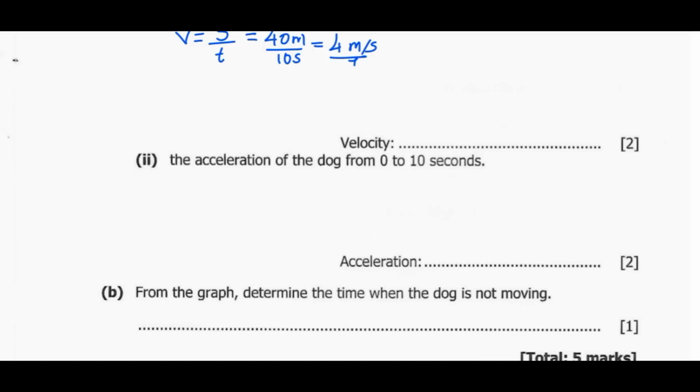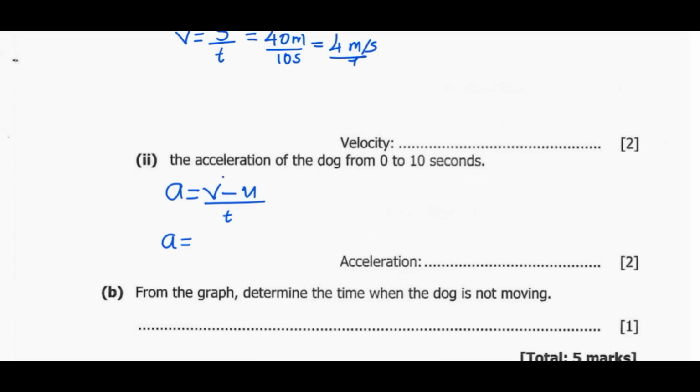Now we can move on to question 2, the acceleration of the dog from 0 to 10 seconds. So we know that the acceleration is equal to final velocity minus initial over t. So the acceleration is just the rate of change of velocity. So how fast the velocity is changing over time is acceleration.